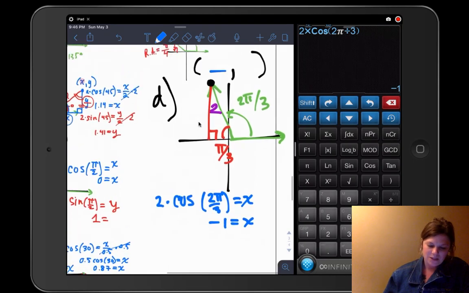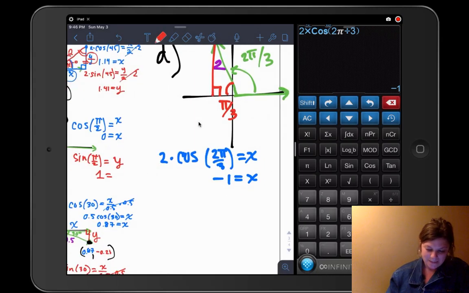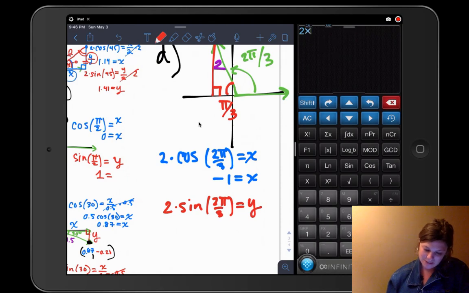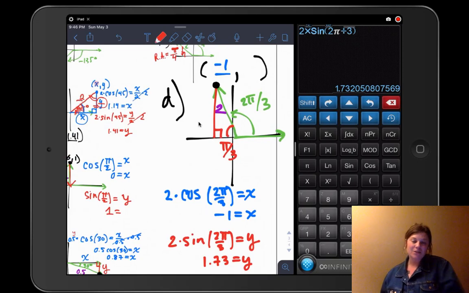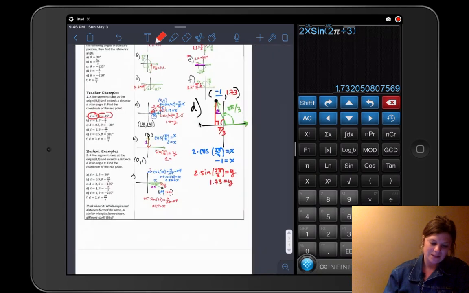Very cool. So this would be -1 is equal to x. And that makes sense, right? Because we're on this side of the y-axis, so we have a -1 for our x. And then our sine is going to be the same thing. 2 times sine of 2 pi over 3 is equal to our y value. That's our height. So 2 times sine 2 pi divided by 3 is equal to 1.73 for our y, which makes sense. It should be a positive y value because we're above the x-axis. So 1.73 goes right there.